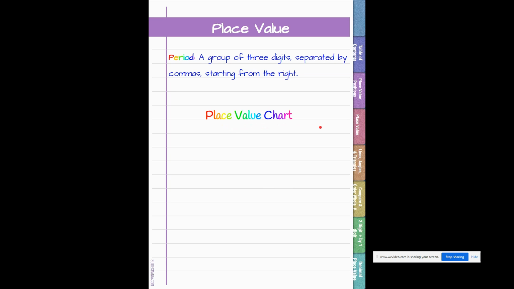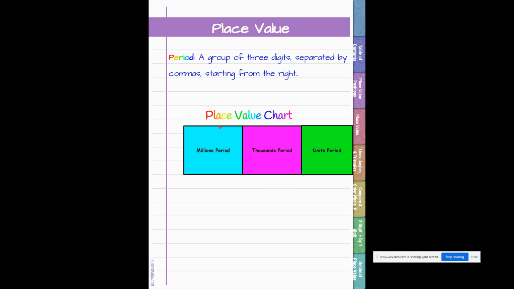Let's use a place value chart. So on the right, I'm going to begin with my units period. Then I'm going to jump to my thousands period, my millions period, and my billions period. Underneath my units period, I have my ones, my tens, and my hundreds. To separate my thousands from my units, I place a comma. Under the thousands period, I have my thousands place, 10,000s, and 100,000s.